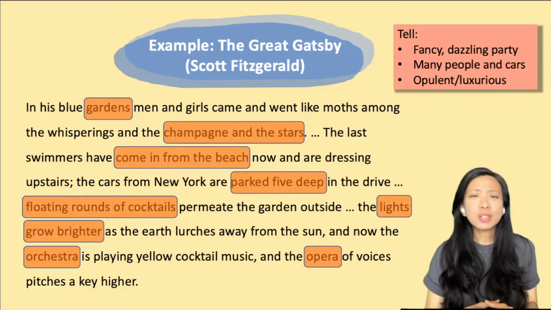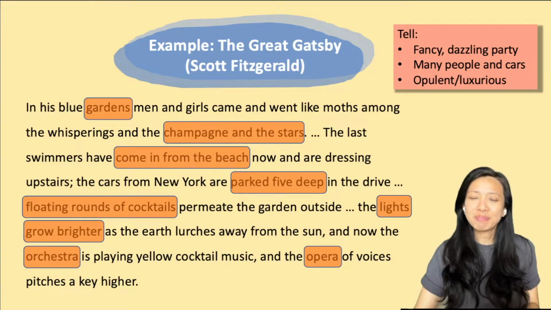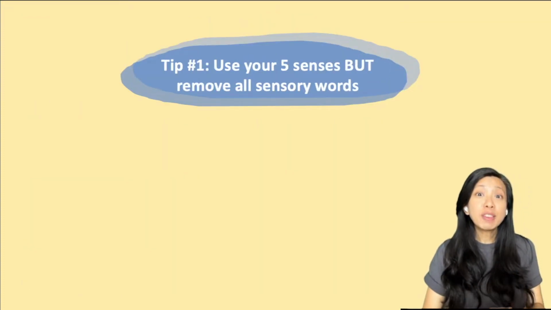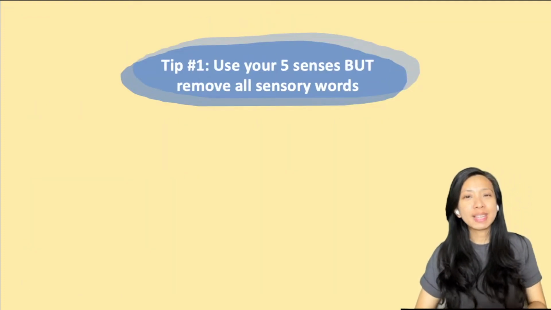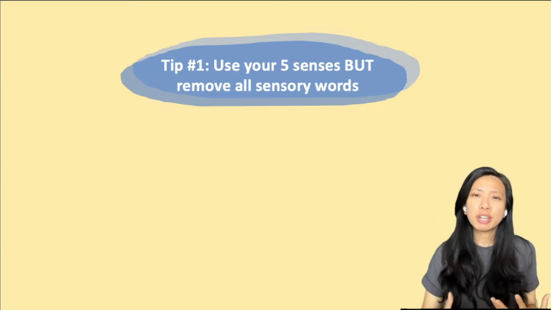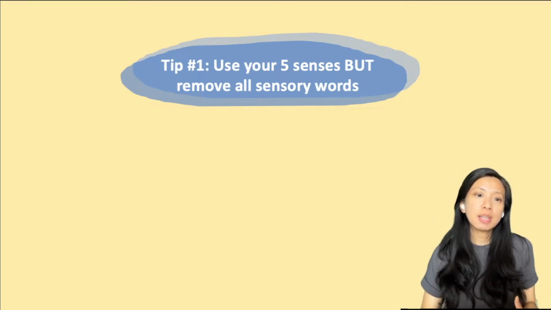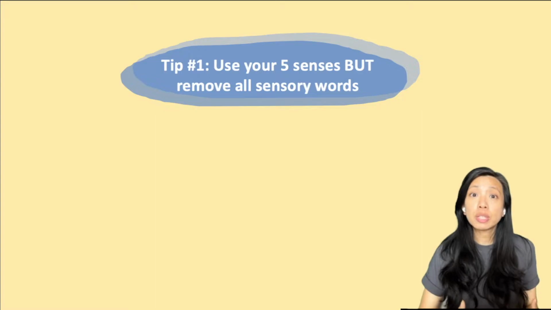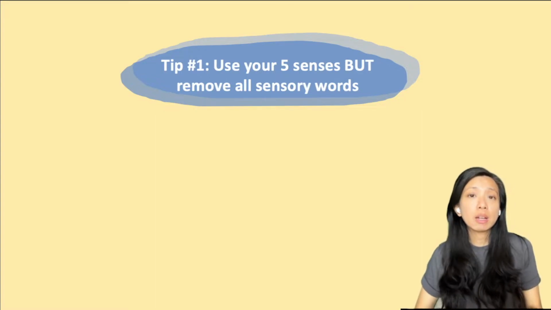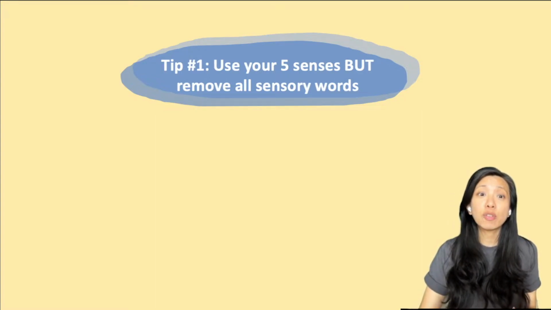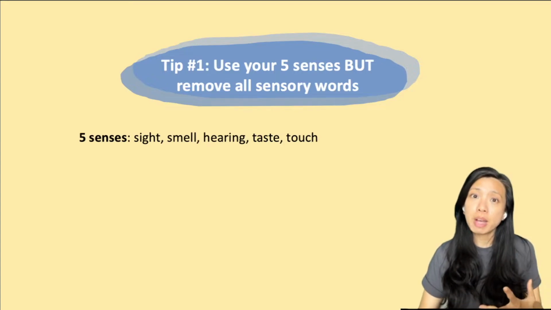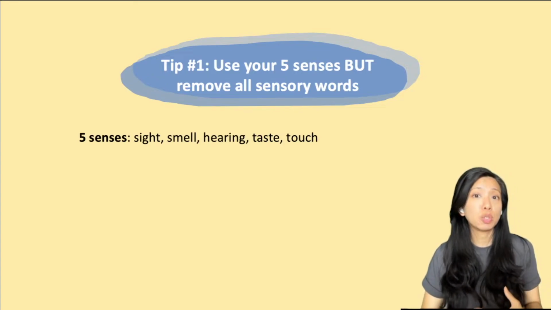So how do we actually do that? Let's get into tip number one. Tip number one is to use your five senses, but remove all sensory words. I know this sounds very contradictory, but a lot of teachers, when they tell you to use show not tell, one of the ways to show not tell is to actually use your five senses. And your five senses refer to your sight, your smell, your hearing, your taste, as well as your touch.